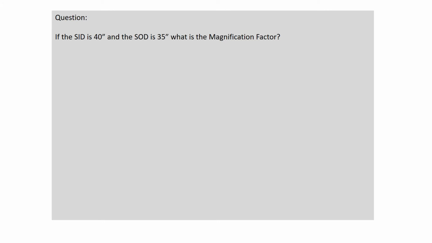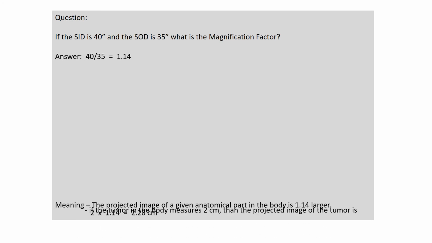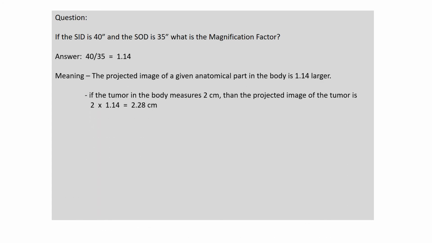Typical question might be if the SID is 40 inches and the SOD is 35 inches, what's the magnification factor? So the answer would be SID over SOD, 40 over 35, giving you an answer of 1.14. What does that mean? It means that the projected image of a given anatomical part in the body is 1.14 times larger radiographically.